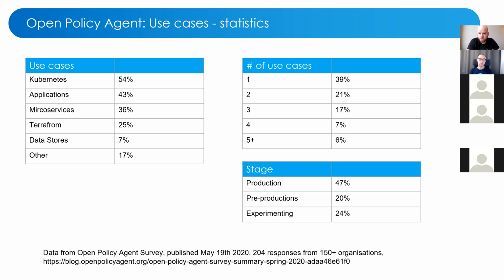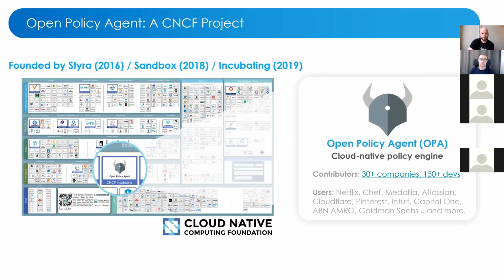This is a survey we did back in May. We're just launching a new one. Then we asked 150 organizations. We know by today that it's more than 350 organizations using OPA, and 50 of them or so are paying customers of Styra. And we are the creators of OPA. We're not just a sponsor. We did write OPA and release it to open source. We did that in 2016. As a CNCF project, we entered the sandbox in 2018, incubating in 2019, and hopefully we will get to graduation now in 2021.